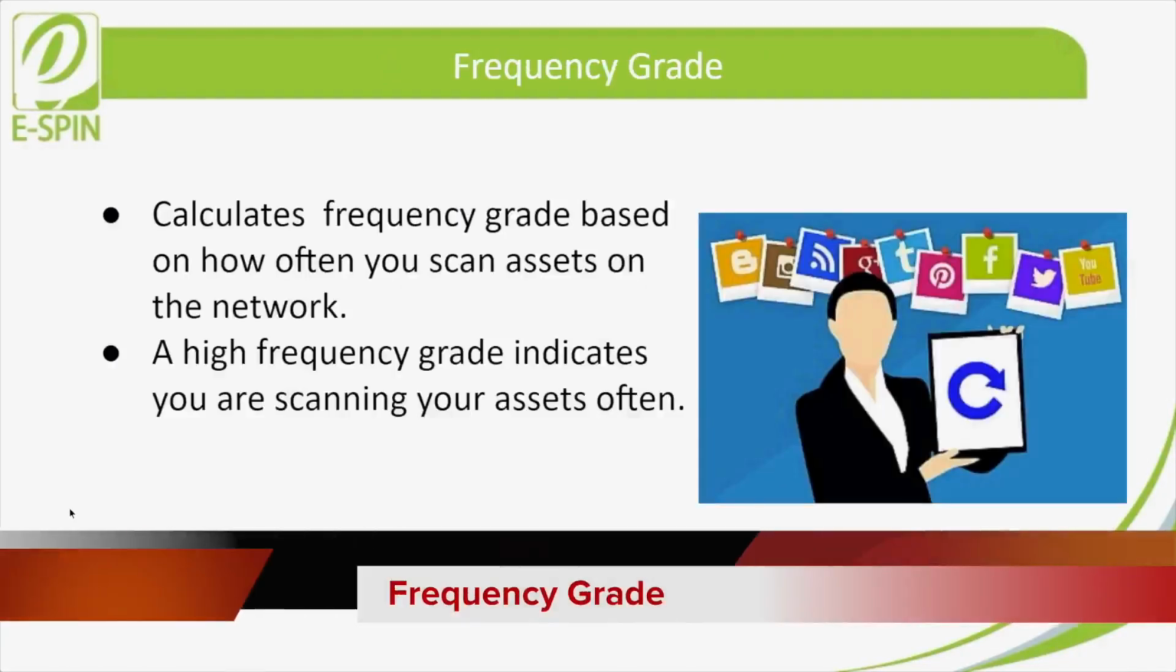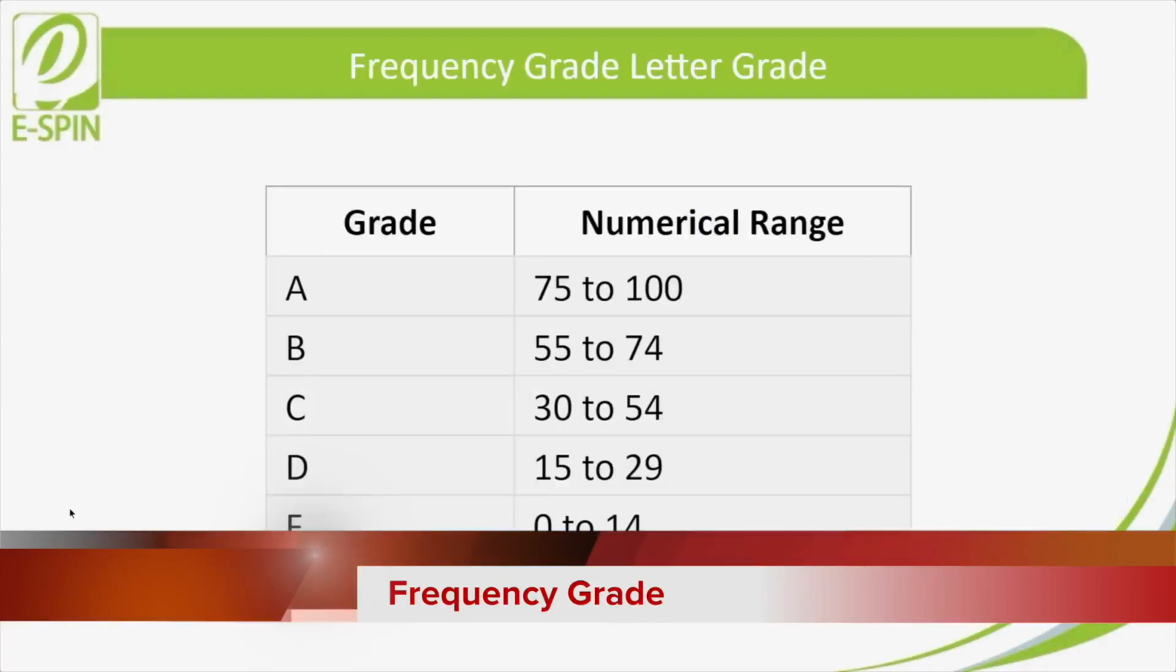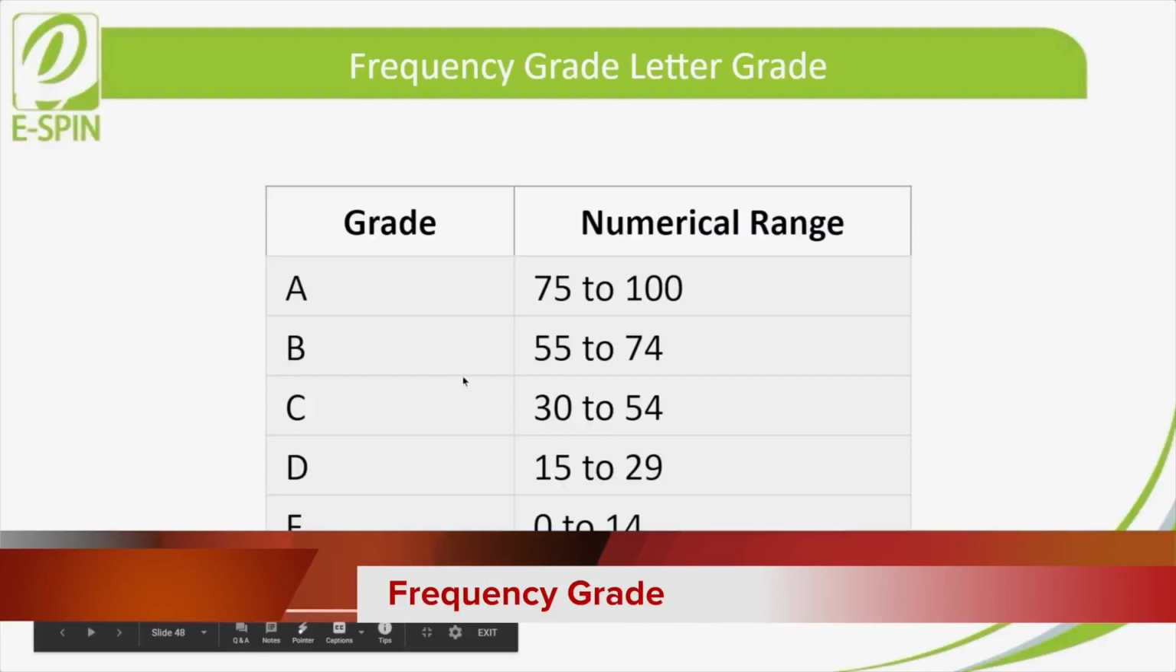Calculate the frequency grade based on how often users scan assets on their network. A higher frequency grade indicates users are scanning their assets often. Here is the frequency grade letter table. Grade A ranges from 75 to 100, and grade F is 0 to 14.